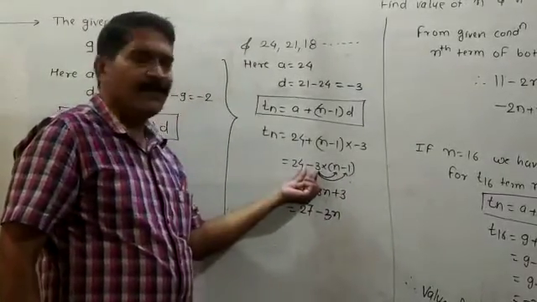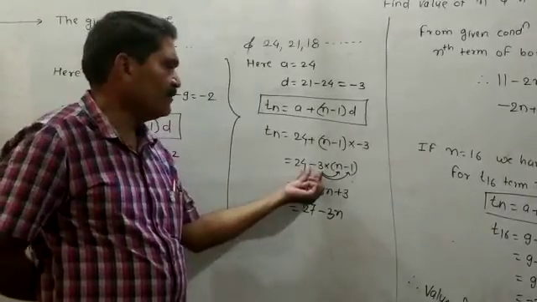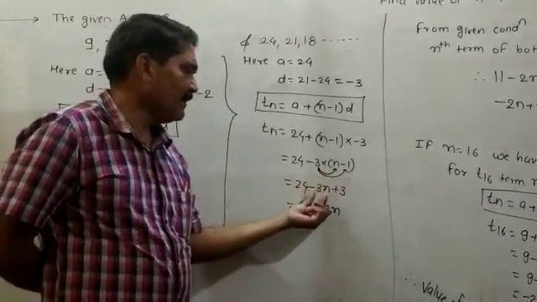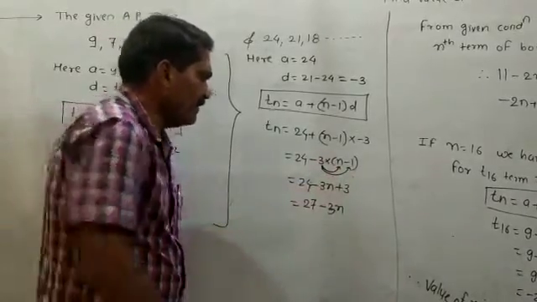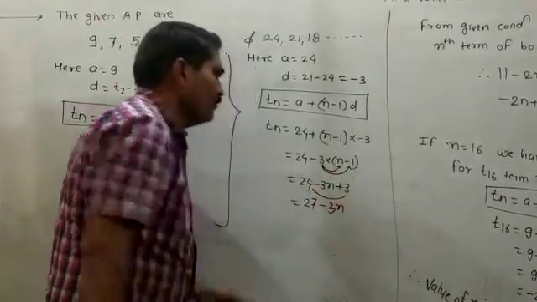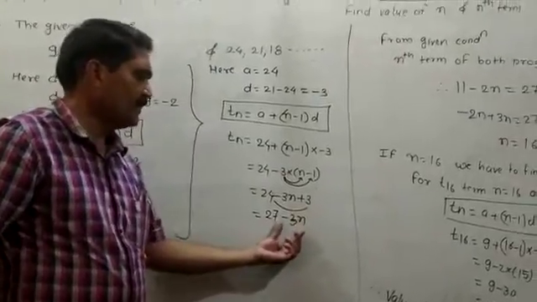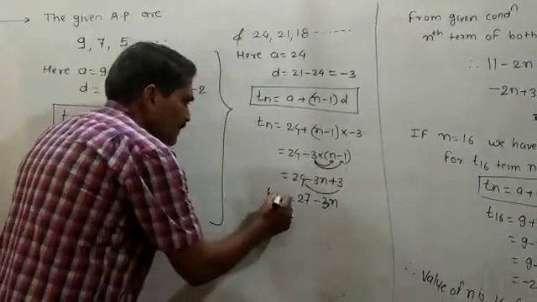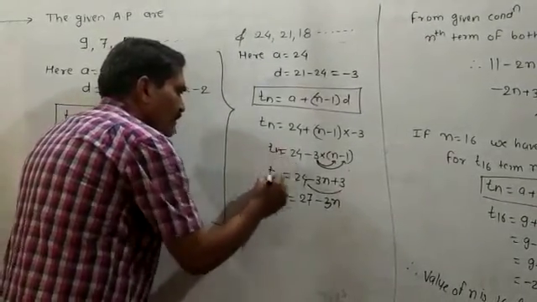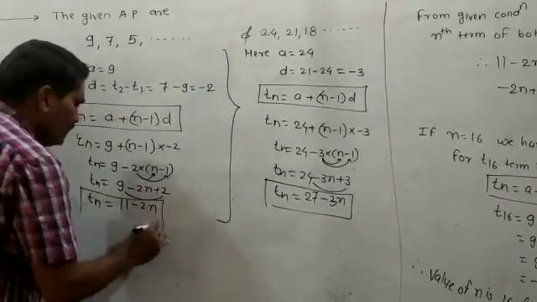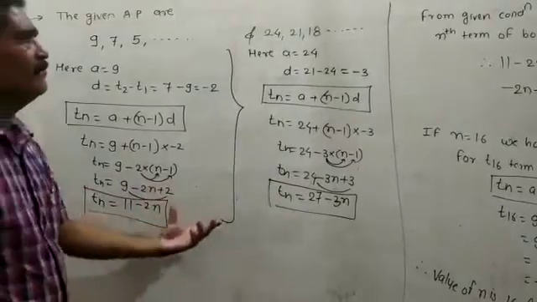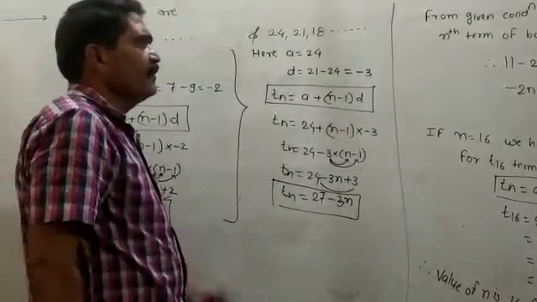So when you multiply with minus, at that time you have to change the sign. Minus 3 multiplied by n is equal to minus 3n, minus minus plus, 3 ones are 3. You have to add this numeric term. 24 plus 3 is equal to 27 minus 3n. This is the n-th term of the second progression. This is the n-th term of the first progression, and both the n-th terms of the progressions are equal.